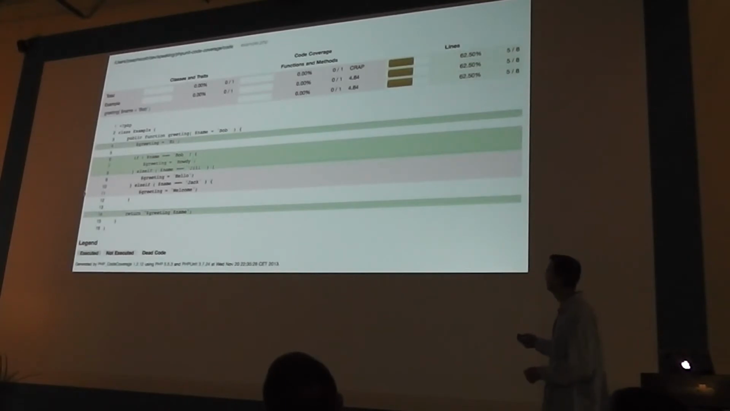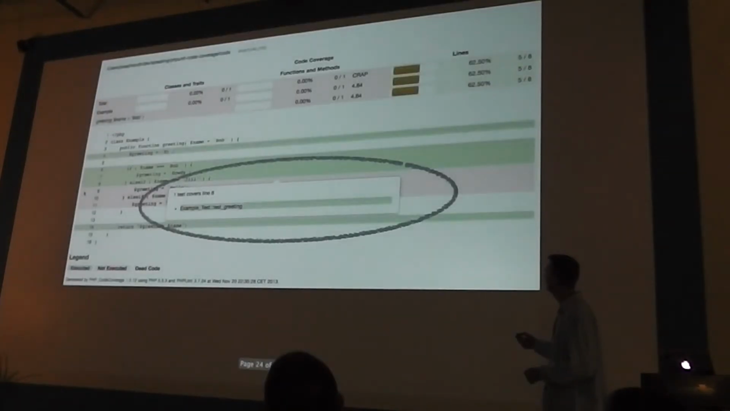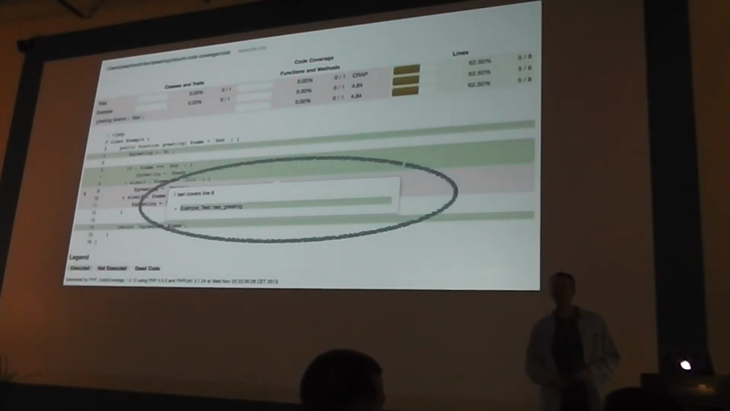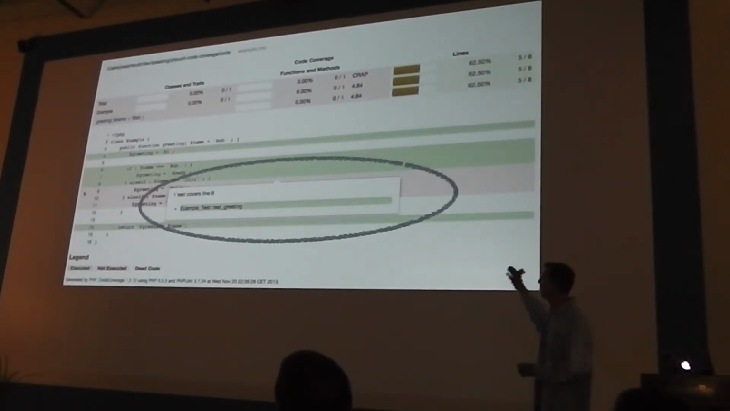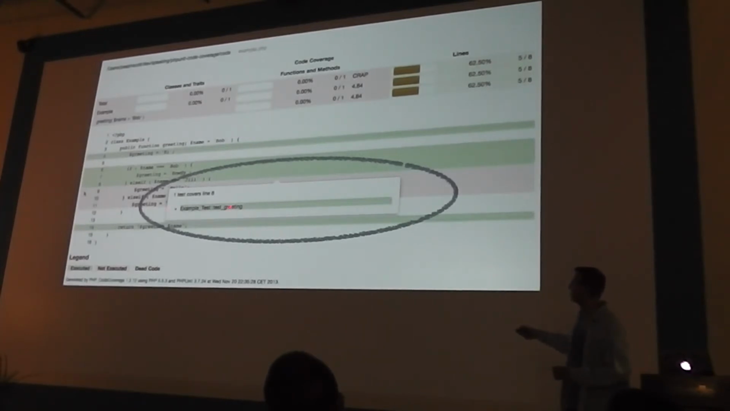There's a few other nifty little features in here. If you mouse over a line, it will tell you which tests cover that line, which is really handy. In our simple examples, there's only going to be 1 test per line. But if you've got a large code base and lots of tests going on, you might have 5 or 6 tests that deal with execution on a particular line. So it's really nice to be able to pinpoint which tests cover a particular line.